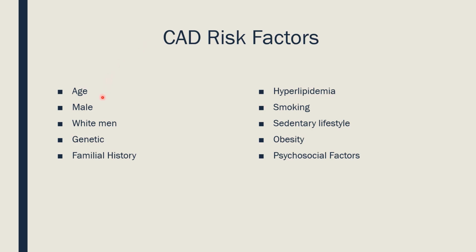There are different risk factors for someone to have coronary artery disease. Number one would be age. This is very common in male patients, white men, and could be genetic. So it's very important for you to look at the past medical history and familial history of your patient, and also check their lipid panel. If they're doing their annual checkup, ask your patient, or if there are any records saying that your patient has hyperlipidemia, you have to check that. Or if your patient is a smoker, has a sedentary lifestyle, is obese, or has any other psychosocial factors that can affect them developing this disease process.